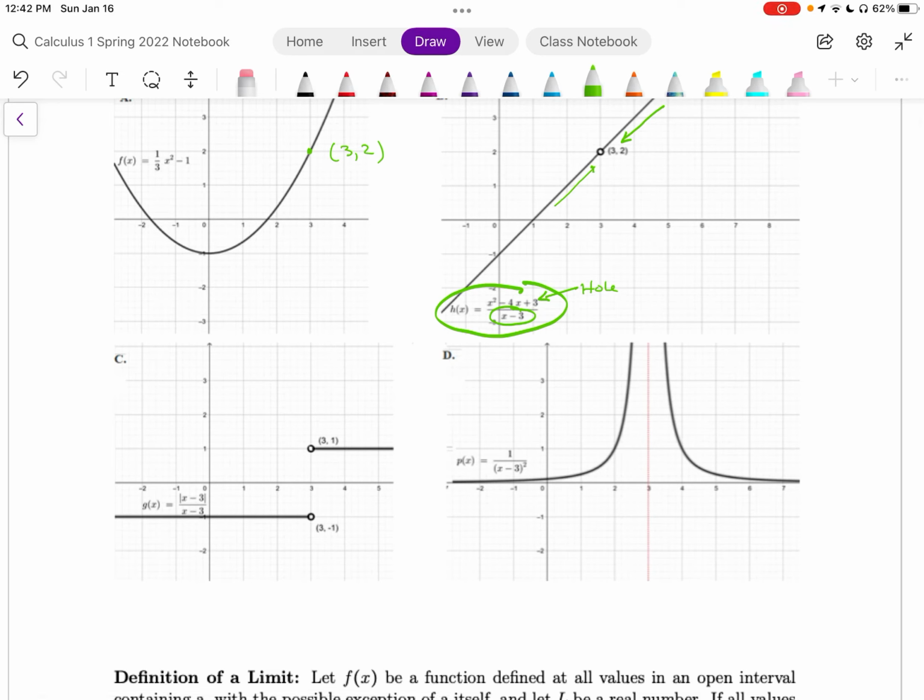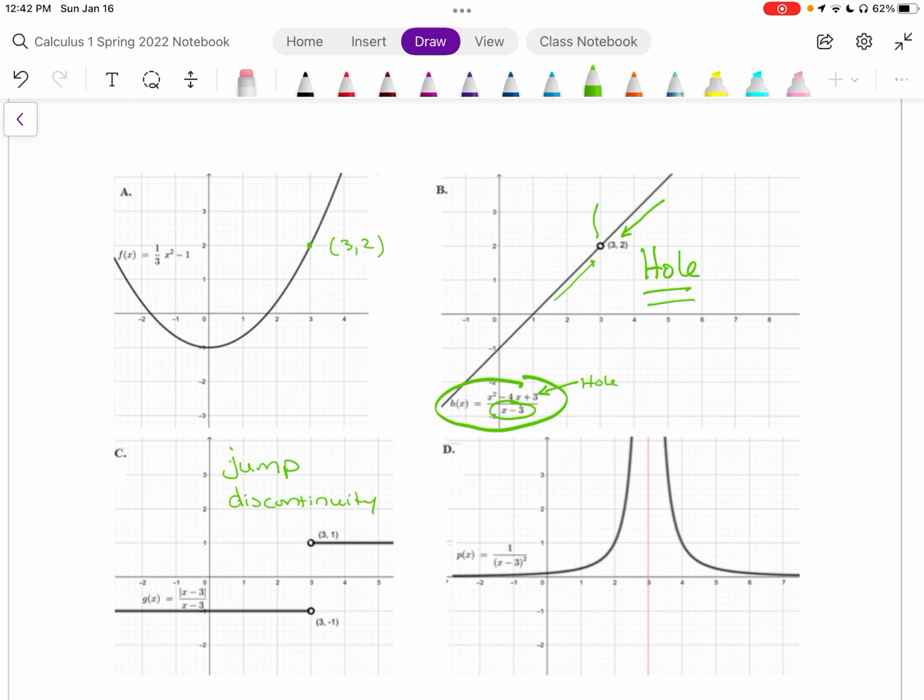All right, in C, we have something different happening. This is called, and let me go back up here and I will name this in writing. So that is a hole, okay? This next one is called a jump. These are all discontinuities, so this is a jump discontinuity. And in this case, f of 3 does not exist, just like up here. So if I asked you what f of 3 is right here, you would say it does not exist.